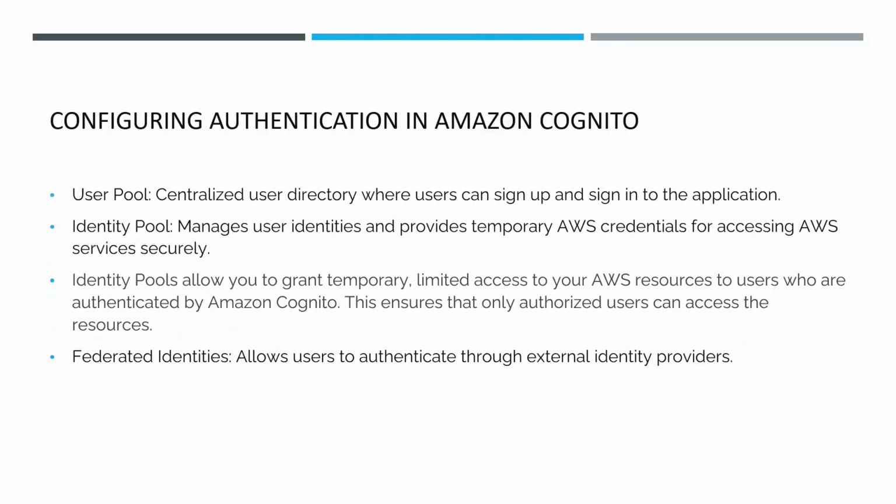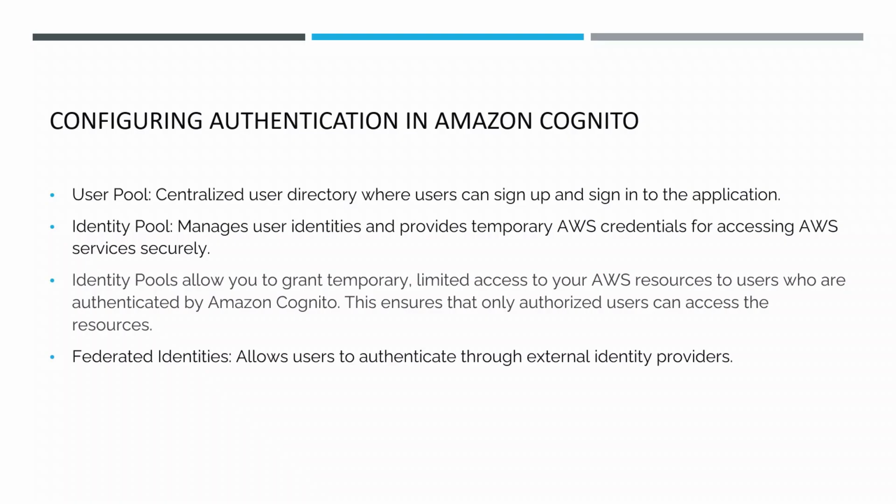The next one is the identity pool. An identity pool manages user identities and provides temporary AWS credentials for accessing AWS services securely. Actually, we create a user pool for authentication, and for authorization we create an identity pool, because authorization is a process where a client or a user has access for a temporary time, and the identity pool provides that access with temporary AWS credentials when using Amazon Cognito.